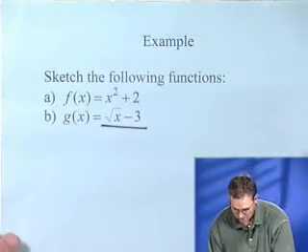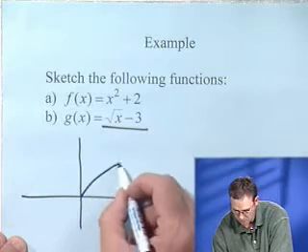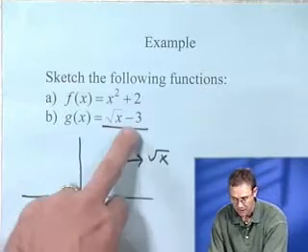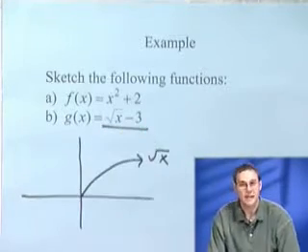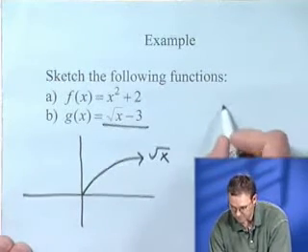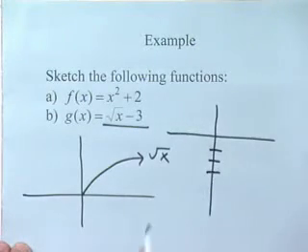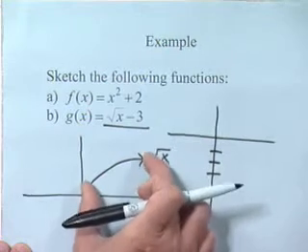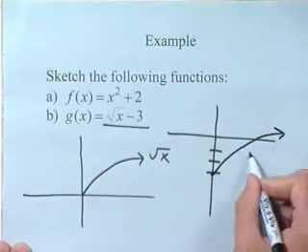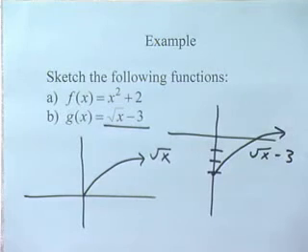Square root of x minus 3. First, I'm going to start by sketching the square root of x function. There's g of x equals square root of x. Now, all I'm doing is tacking on a negative 3 at the end. So I'm going to take the square root of x and shift that down 3 units. I'm going to have the same shape of the graph, but I'm going to shift it down 3 units. And there's the square root of x minus 3. So vertical shifts, or vertical translations, are fairly easy.